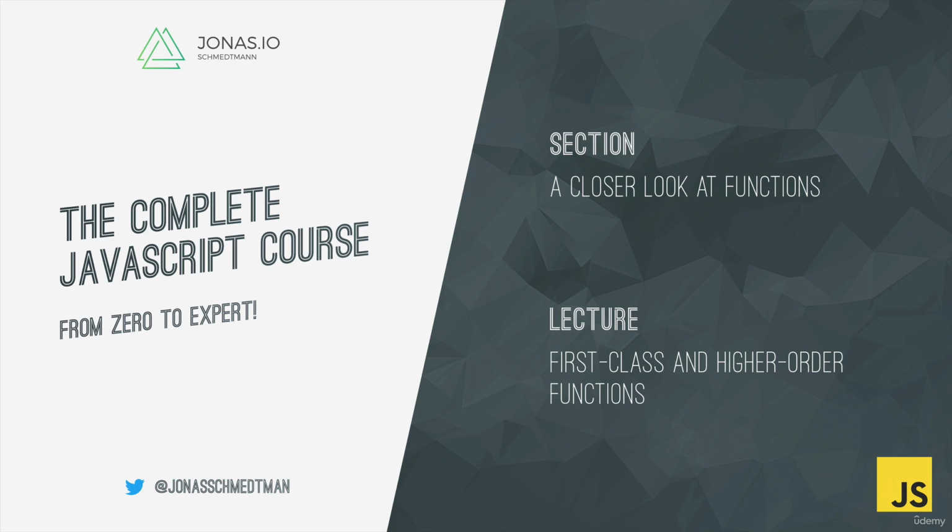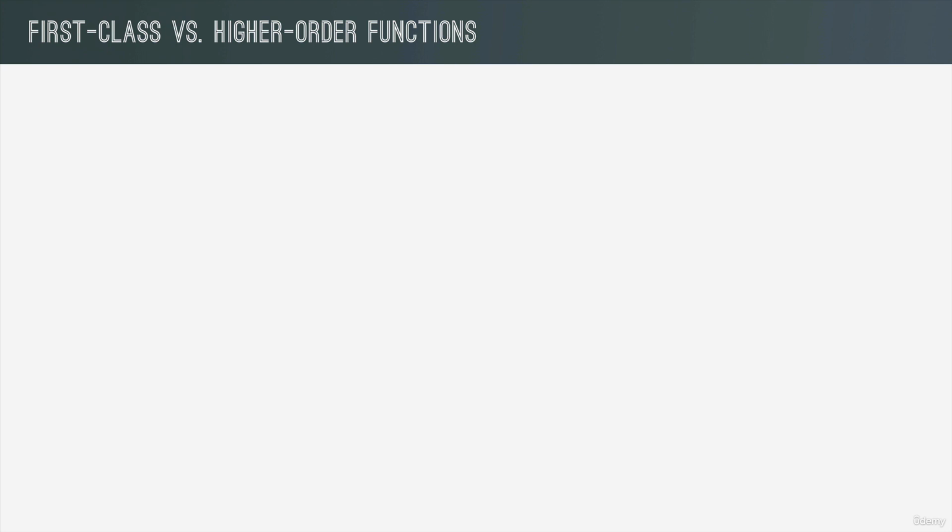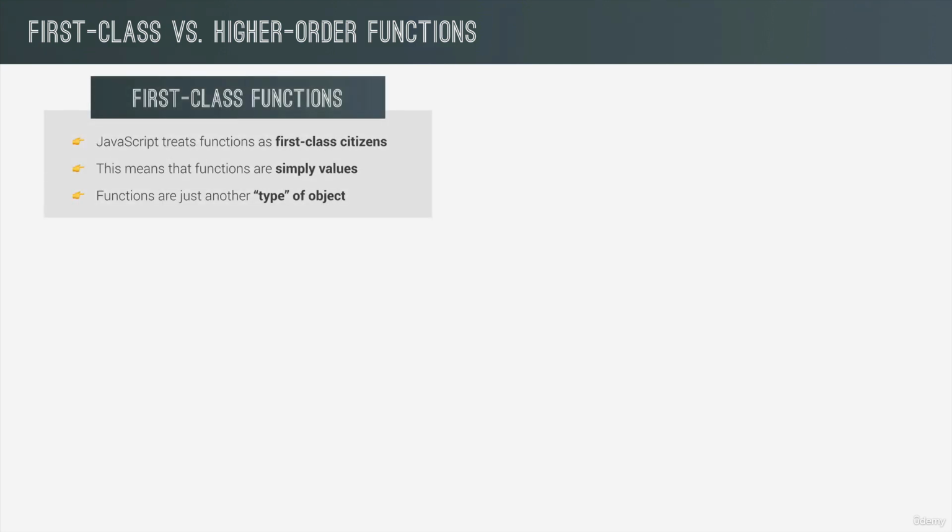Let's now talk about a fundamental property of the JavaScript language, which is the fact that it has first-class functions. This enables us to write higher-order functions. But what's that all about? Well, let's see. So JavaScript is a language that has first-class functions, which in technical terms means that functions are so-called first citizens. In practice, that means that functions are simply treated as values.